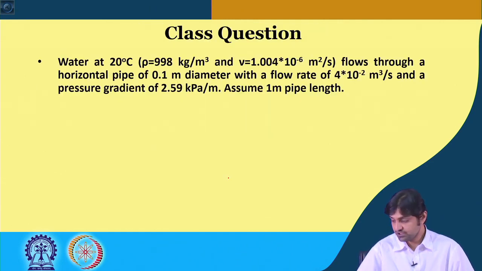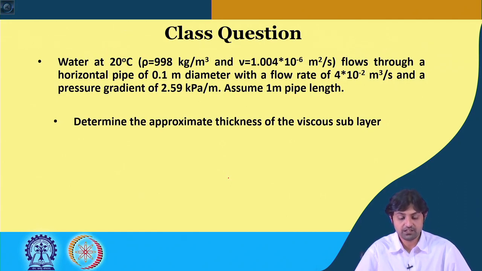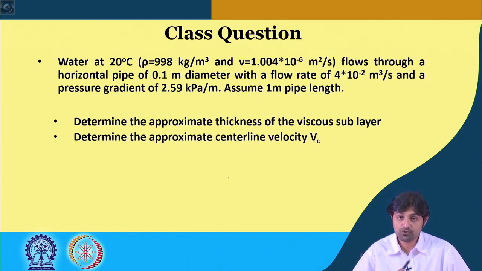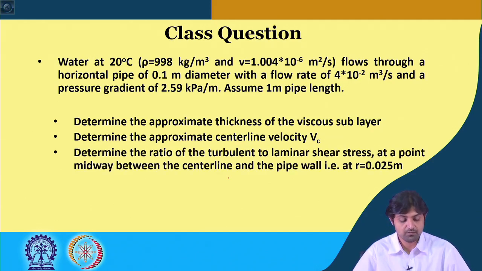So, the class question is that water at 20 degree centigrade, with nu and rho given, flows through a horizontal pipe of 0.1 meter diameter with a flow rate of 4 into 10 to the power minus 2 meter cube per second and a pressure gradient of 2.59 kilopascal per meter. If we assume 1 meter pipe length, determine the approximate thickness of viscous sublayer, formula we know, determine the approximate center line velocity Vc, and determine the ratio of turbulent to laminar shear stress at a point midway between the center line and the pipe wall.